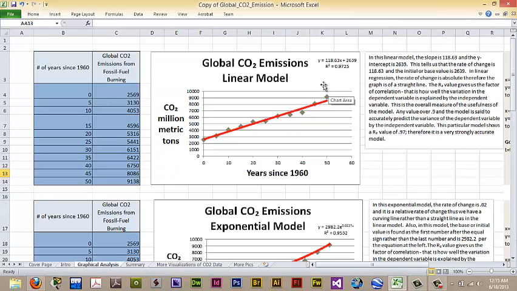This is the first linear model. This is with the smaller data set with points for every 5 years. And in this model, our slope or our rate of change is 118.63, and our y-intercept is 2639. That means that our initial value in 1960 was 2,639 million metric tons of CO2 in the atmosphere. And the rate of change is that it increases by 118.63 million metric tons every 5 years.